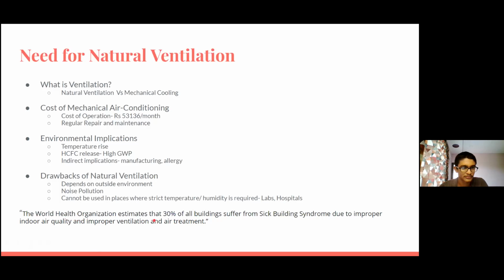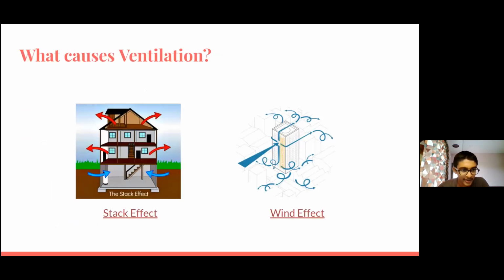The World Health Organization estimates that 30% of all buildings suffer from sick building syndrome. This is due to improper indoor air quality and ventilation and treatment. So basically, due to poor ventilation or design strategies, about 30% of buildings suffer from this sick building syndrome. So this causes poor air quality inside, and that indirectly impacts the health and the productivity of the individuals working inside. So this is a big amount, 30%.